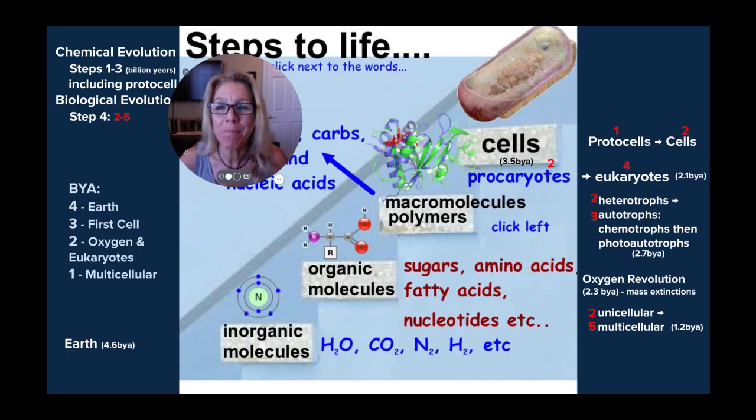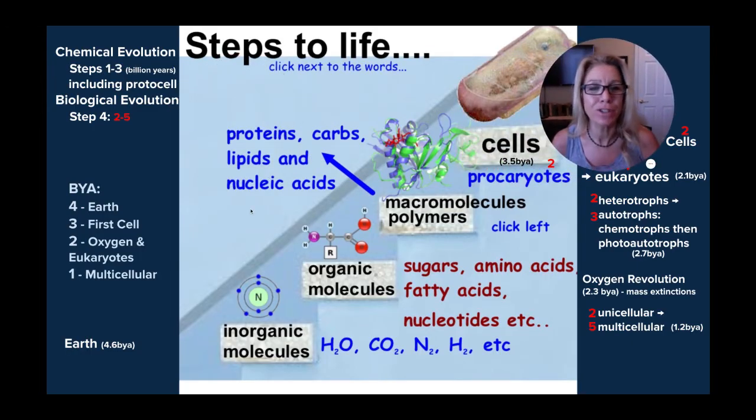I try to remember in billions of years, 4, 3, 2, 1. So you have the Earth about 4.6 billion years ago. And then the 3, for 3 billion years ago, you have your first cells. And then in the 2s, about 2 billion years ago, you have the oxygen revolution and eukaryotes. And then about 1 billion years ago, you start to have multicellular organisms.